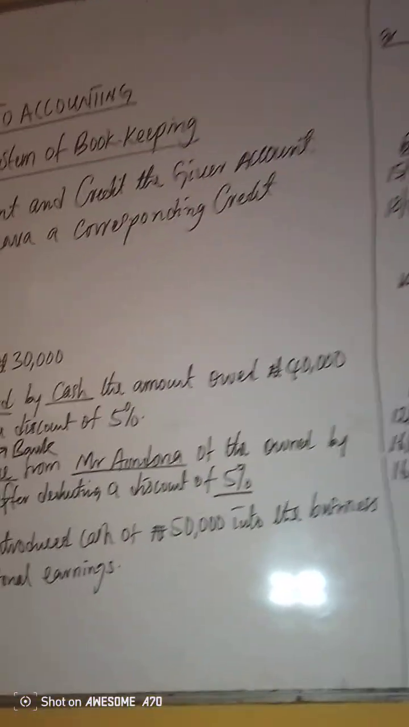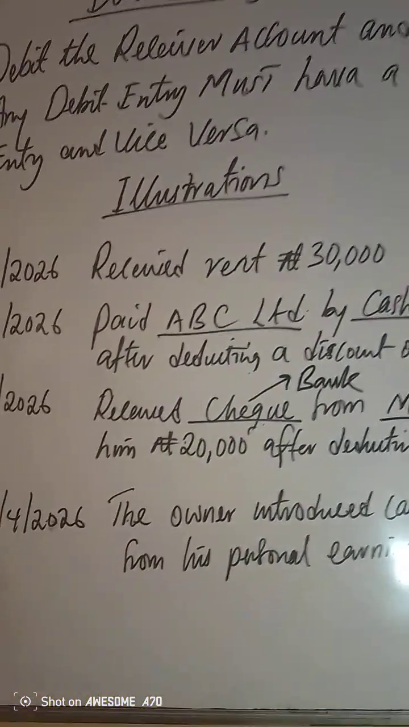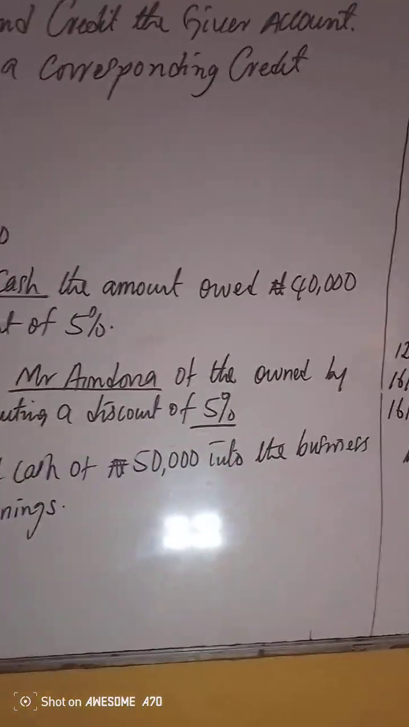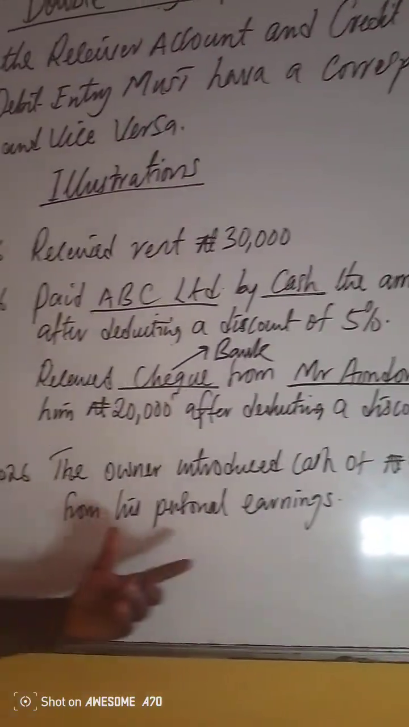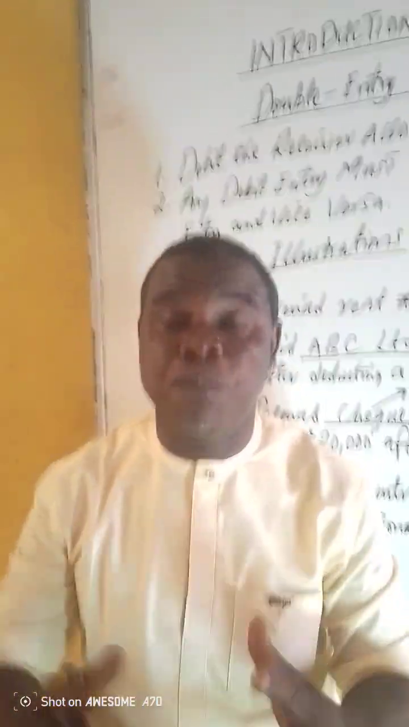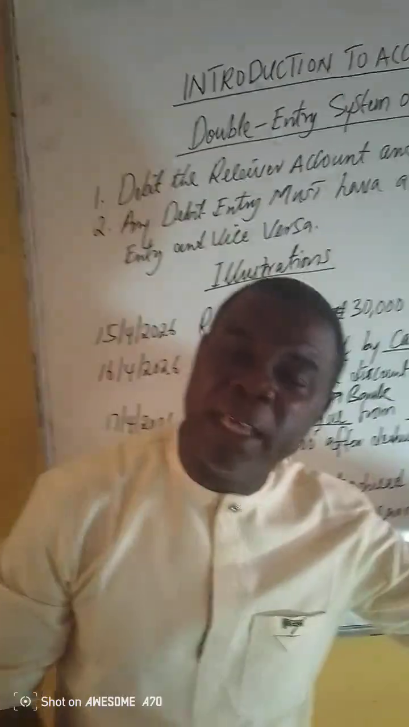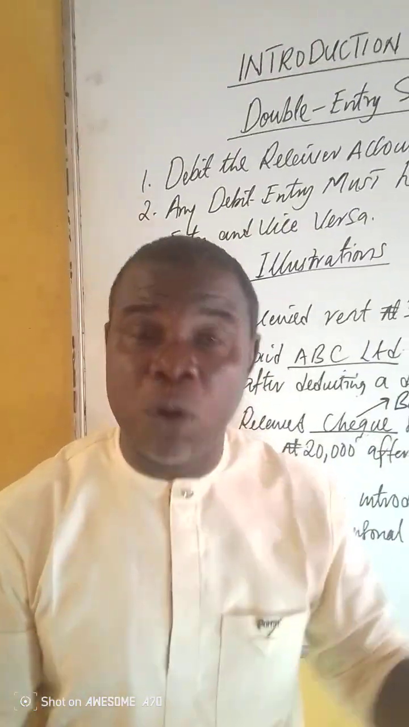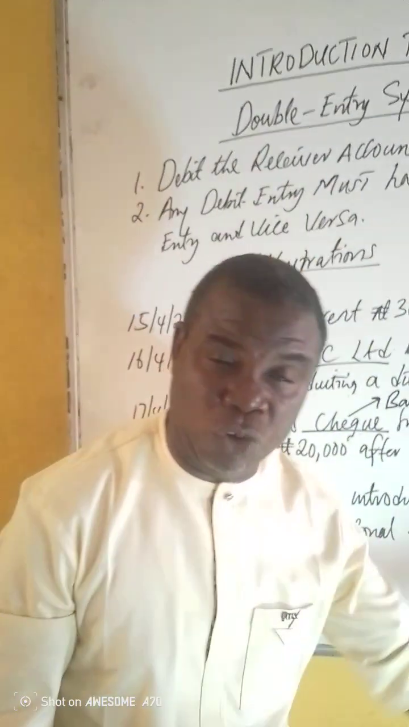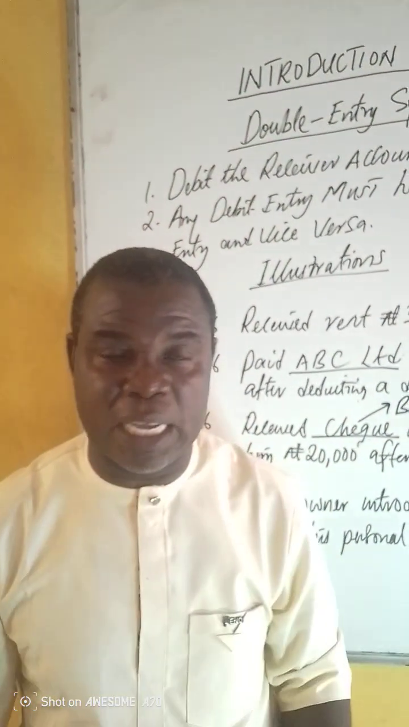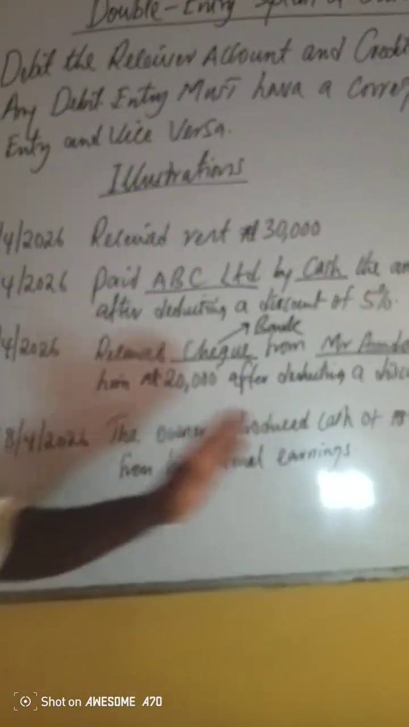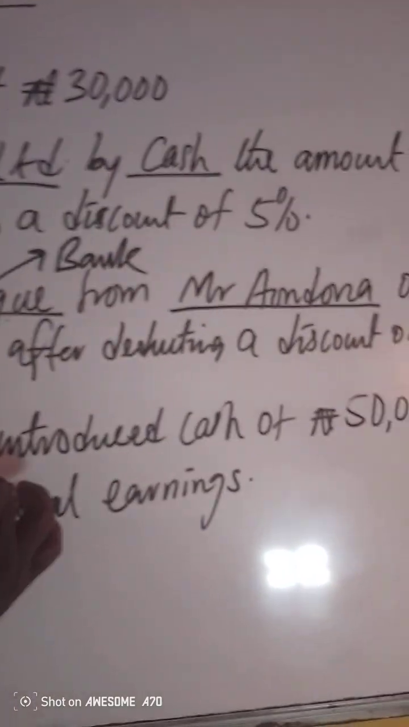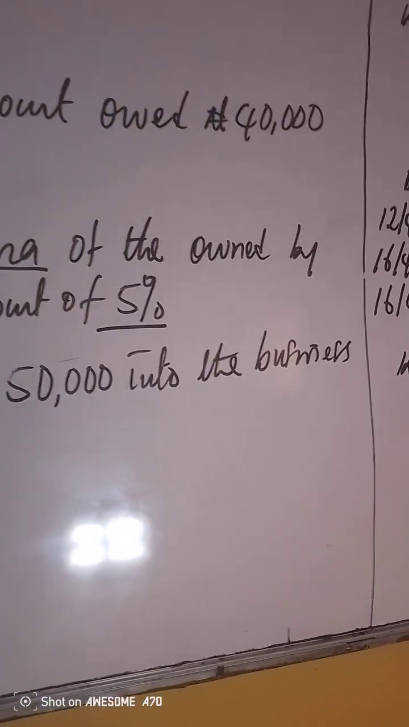Finally, you come to another area that is most confusing to learners, whereby we now say that the owner introduced cash of 50,000 into the business from his personal earnings. So, anytime I talk of personal earnings, you must recall what is called the business entity concept, whereby the owner is different from the business. If the owner puts money into the business, it's referred to as capital. If the owner withdraws money out of the business, it's referred to as drawing. That is under the business entity concept. So, now that the owner put money into the business, what the owner is introducing is called capital.